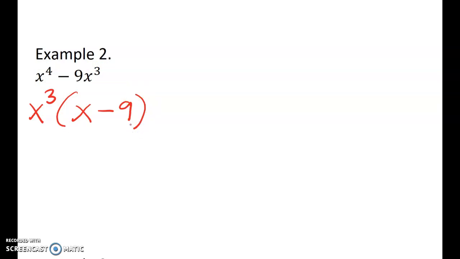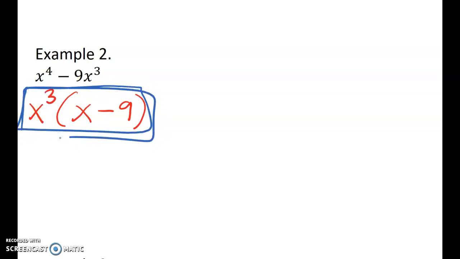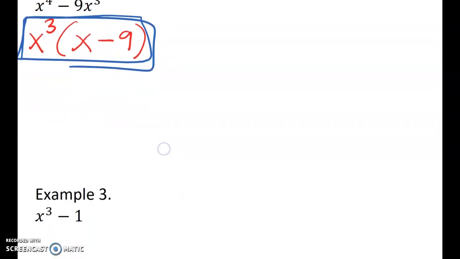So I would check, is this a difference of squares or sum and difference of cubes? Well, x is not squared nor cubed, so it's actually neither. This is the final answer for this question, okay? You can always check to see if there's another greatest common factor, like maybe you didn't take out the greatest common factor, maybe you just took out a common factor. So x and 9 don't have anything in common, so I know that this is my final answer. All right, example 3.